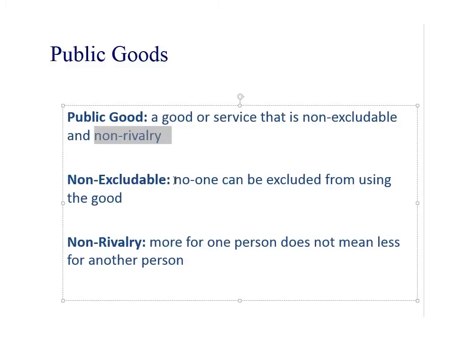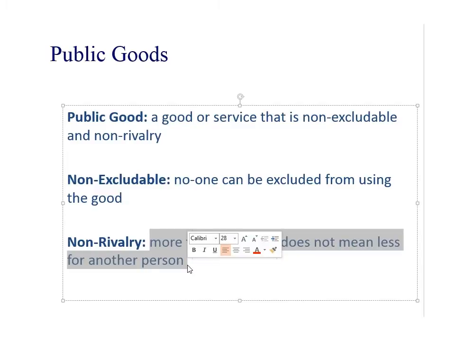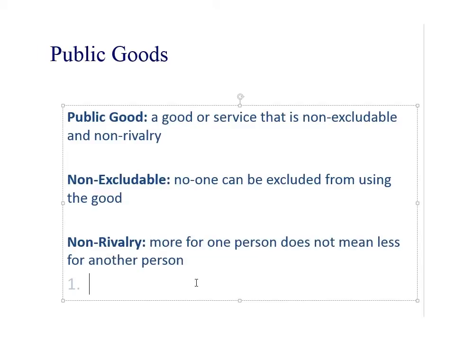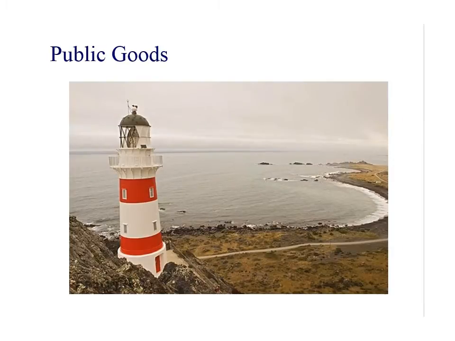And non-excludable means that no one can be excluded from using the good or the service, even if they haven't paid, even if they've done something quite disruptive. You can't exclude them. Non-rivalry means that more for one person doesn't mean less for another person. So no one is able to consume more than another person and prevent somebody else from consuming. So if we go on to an example, a famous example is looking at lighthouses.